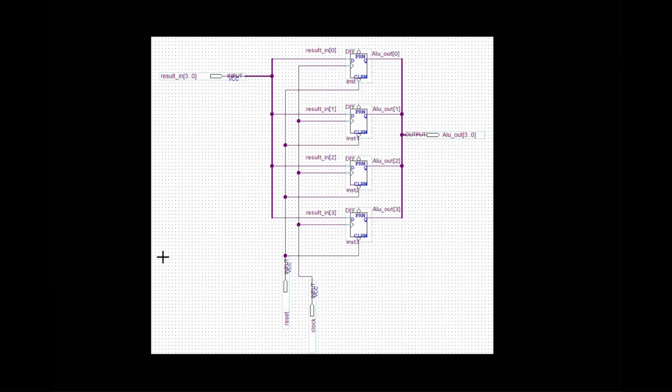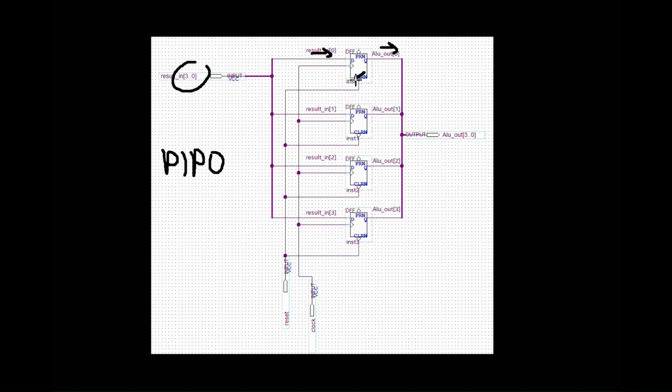This is the final part, which is the register. We'll be using D flip-flops for the register. And it will accept input from the adder and subtractor and split it into 4 different D flip-flops. Each will accept 1 bit. And it will enter them parallelly and also exit them parallelly. So this is a PIPO shift register.